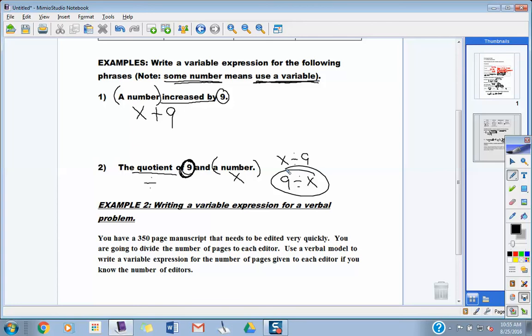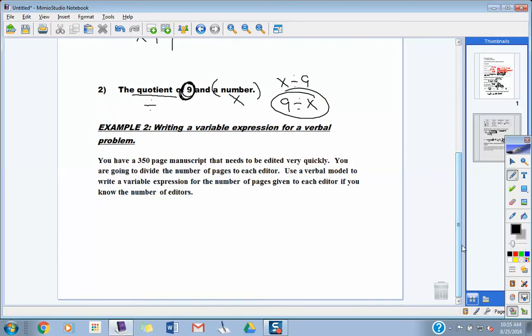All right. Hey, last example here, and then I'm going to turn you loose on some things today. It says you have a 350-page manuscript that needs to be edited very quickly. You are going to divide the number of pages to each editor. It says use a verbal model here to write a variable expression for the number of pages given to each editor if you know the number of editors.